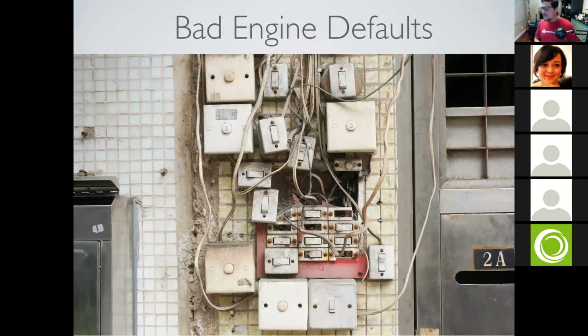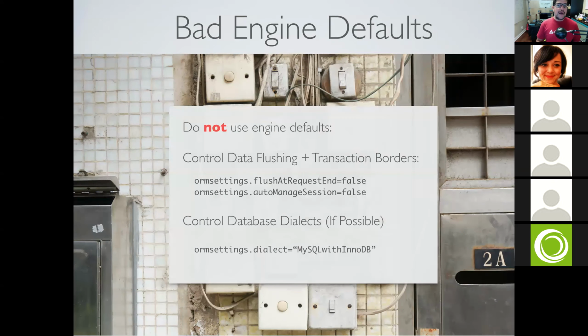So with that said, there are the bad engine defaults. Really, really important to know about them. Do not use engine defaults. You want to control the way that data is flushed and the way that you can create transactions. This has always been the case for SQL, so always make sure that they're false. And control the database dialects. It really goes a long way if you can actually mark the dialect instead of letting Hibernate figure it out for you.